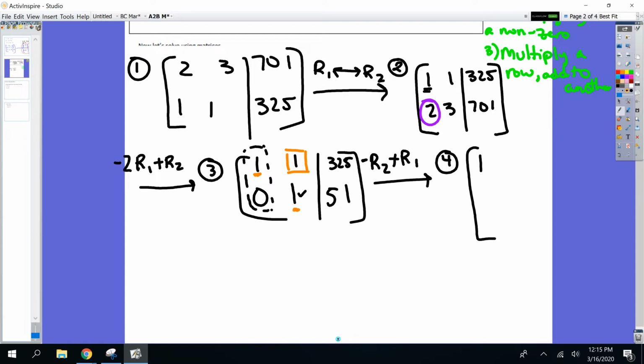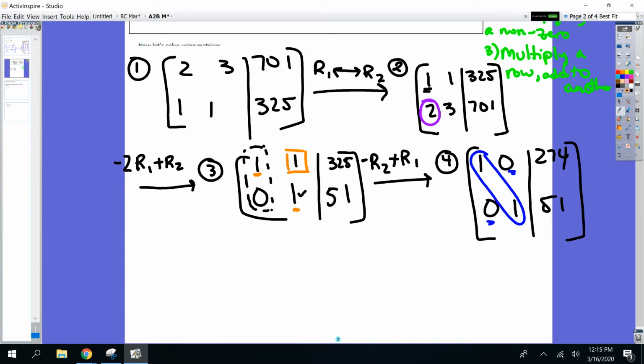So negative 1 plus row 1, 1 will give you that 0. Okay, and then negate 51, add it to 325, and you'll get, hey, we've seen this before, 274. Rewrite row 2 because we didn't touch that. And there it is. Okay, I got my ones where I need them here, and I got my zeros where I need them. So now I just have to tell you the answer. In the first row, x equals 274, and then y equals 51. Okay, so I can do it using matrices that way.